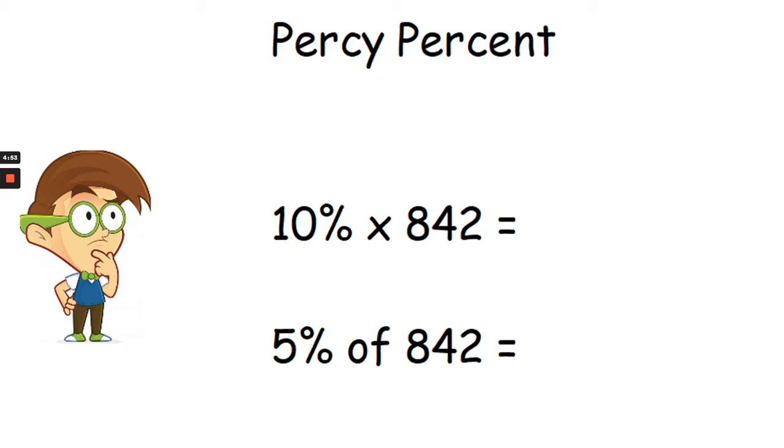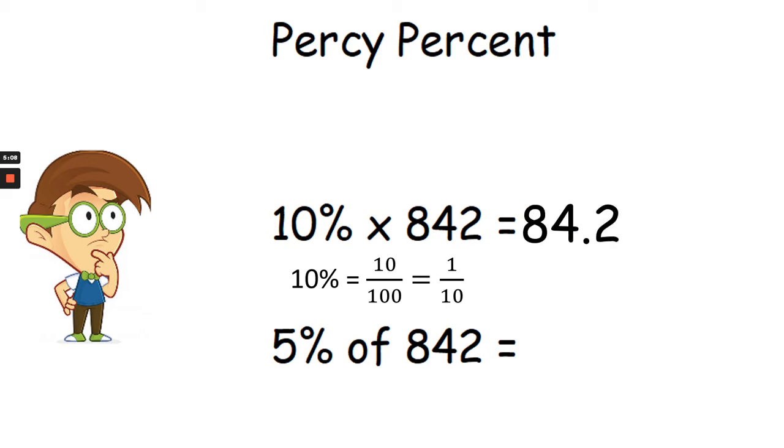Alright, let's see. Percy knows that 10% is equal to 10 out of 100, which is equal to 1/10. To find 10%, we can divide by 10. 842 divided by 10 is 84.2. Let's have a look at this next one.